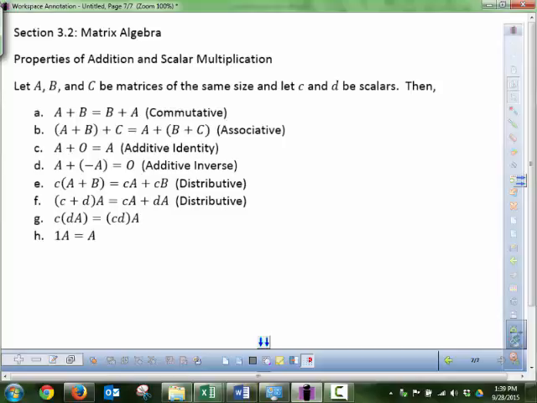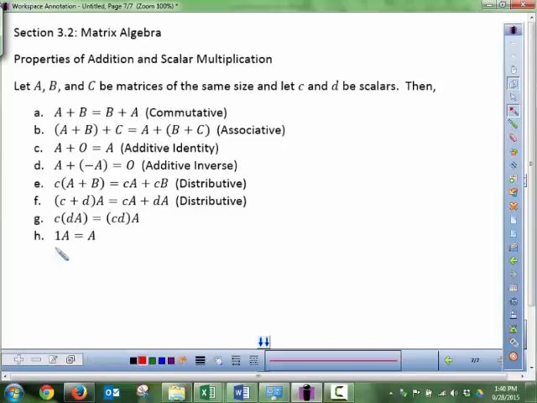Addition is commutative. Addition is associative. There is an additive identity called a zero identity. There's an additive inverse. This is distributive over scalar multiplication. So if we scalar multiply, it's distributive. It's also distributive with a matrix and then two scalars being added. It's associative when two scalars are involved. And this number 1 is not the identity matrix, but the actual number 1, just the real number 1.